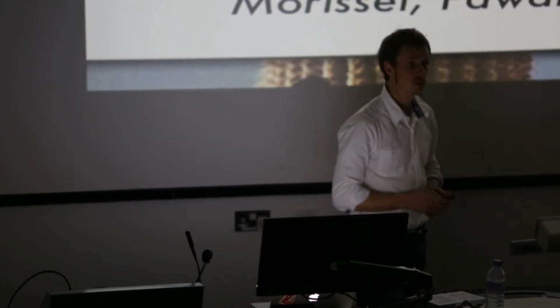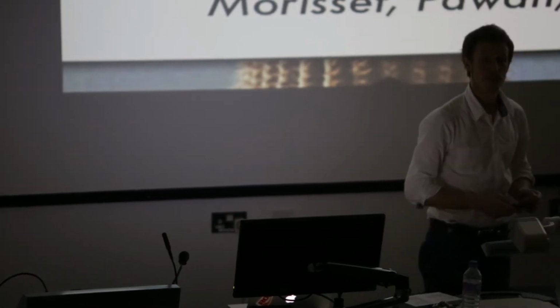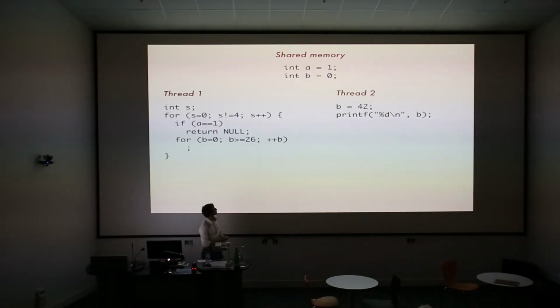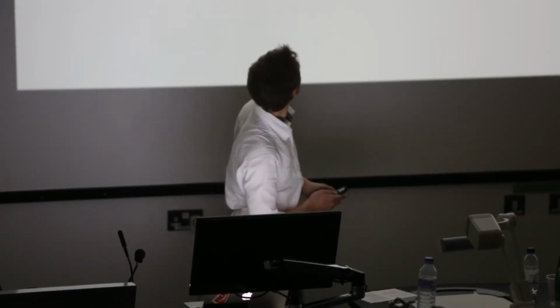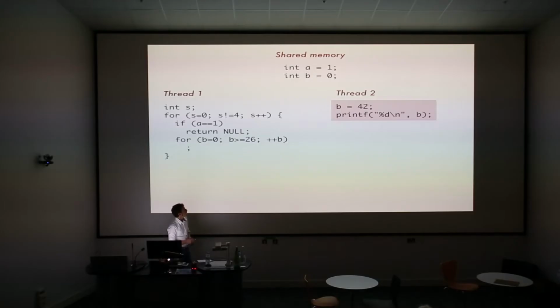So, where do I want to start? I'd like to start from some code. Please, let's check this. Imagine that we have some shared memory, two variables, A and B. A is initialized with 1 and B with 0. Then we have two threads sharing the memory. Thread 2 does B equal 42, why not? And then prints B. That's easy.